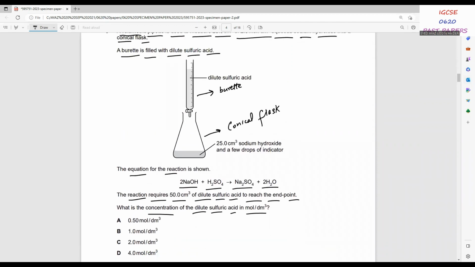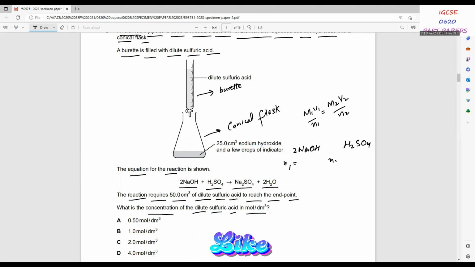You know the formula? Just M1V1 by n1 is equal to M2V2 by n2. The reaction is given. For this reaction, 2NaOH plus H2SO4. If n1 will be the moles for sodium hydroxide, then n2 will be the moles for H2SO4. V1 is the volume for sodium hydroxide, M1 the number of moles per dm cube for sodium hydroxide, V2 the volume for H2SO4, M2 the mole per dm cube for H2SO4.